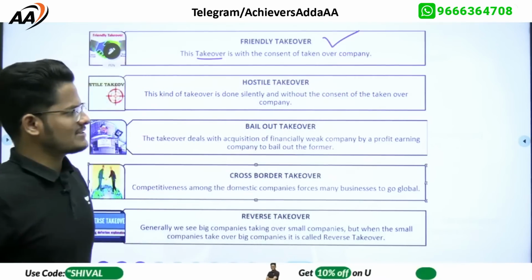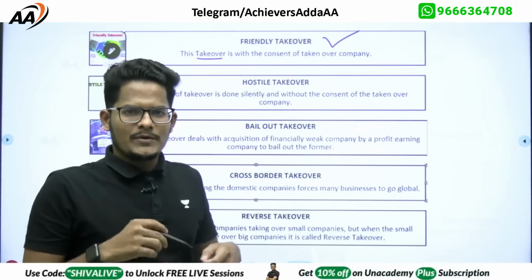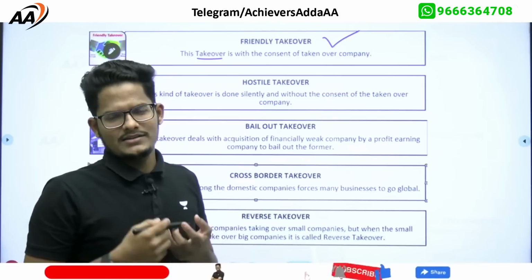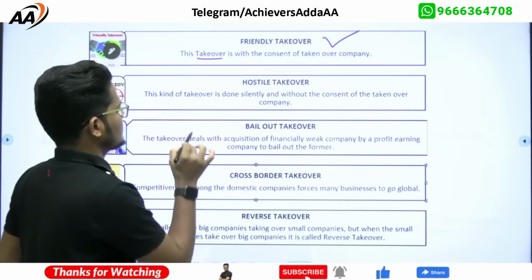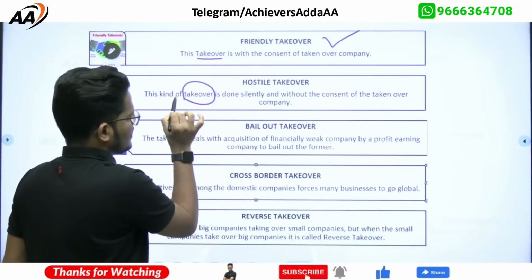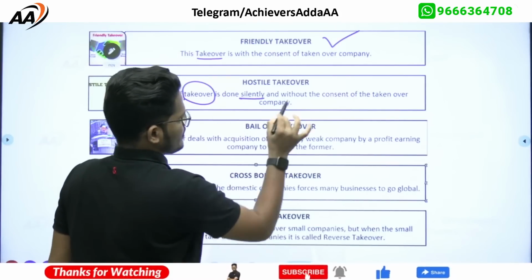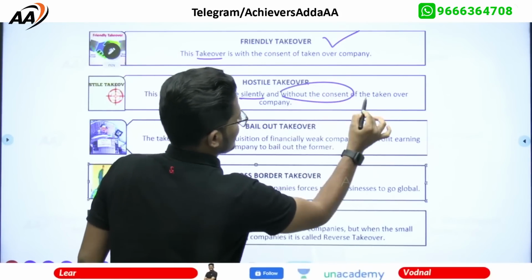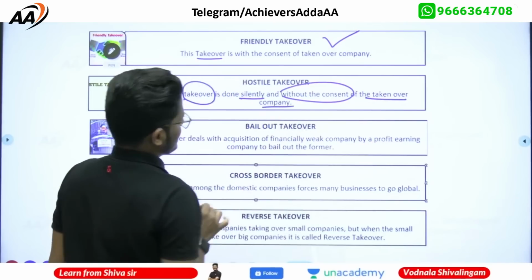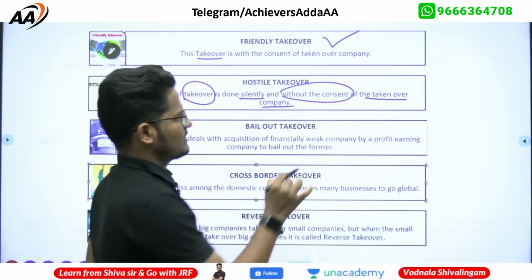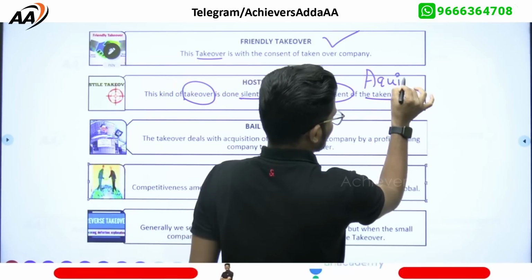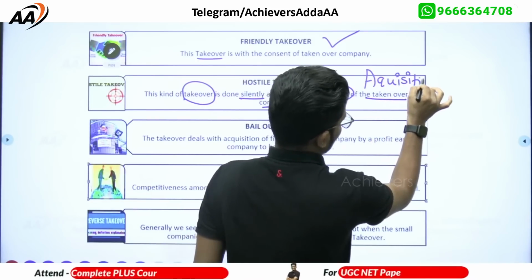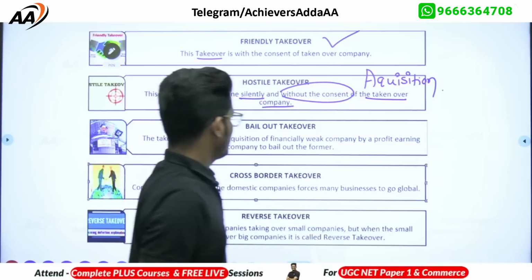Hostile takeover means the girl proposed to a boy but the boy didn't accept it, and still the girl is forcing the boy to accept it. That is what a hostile takeover is. With force, taking over silently without the consent of the other party. Without the consent of the other party, this is in the form of acquisition, right?